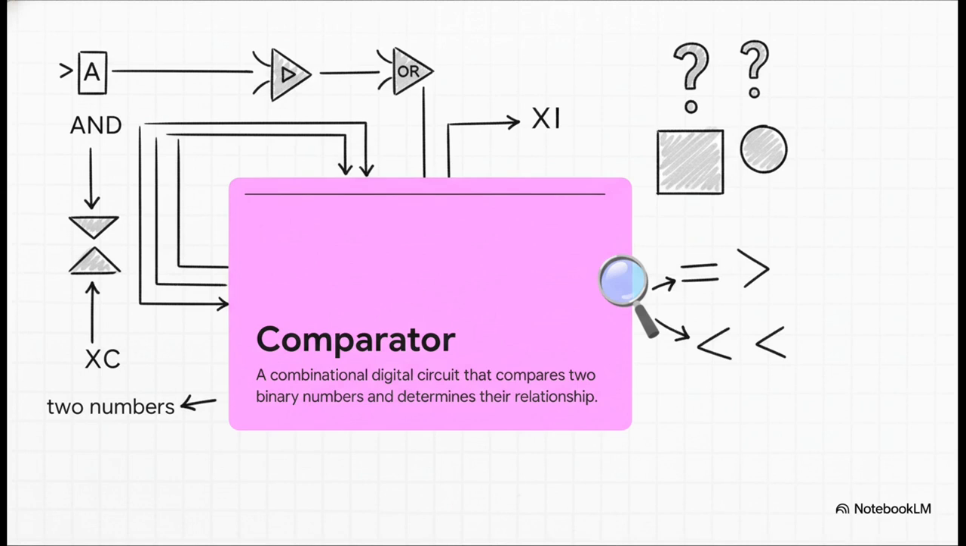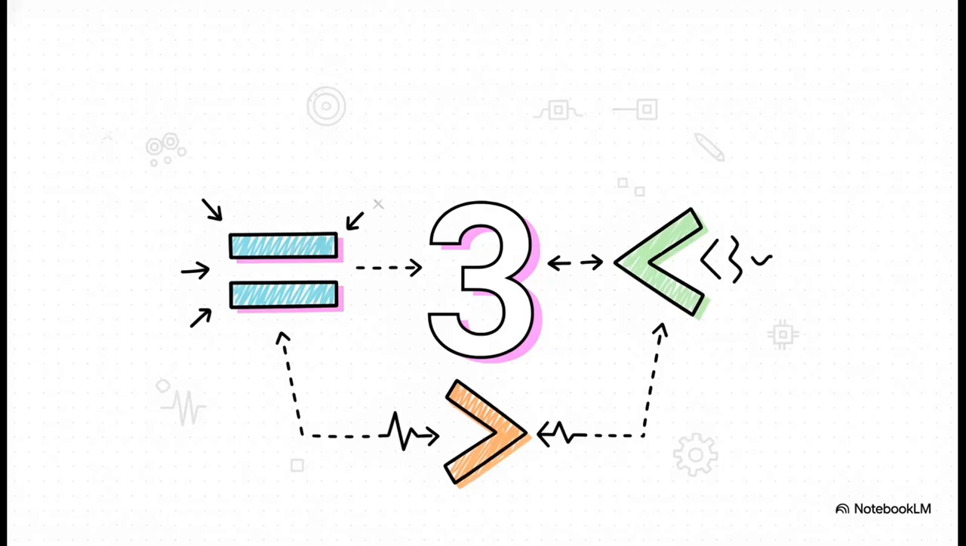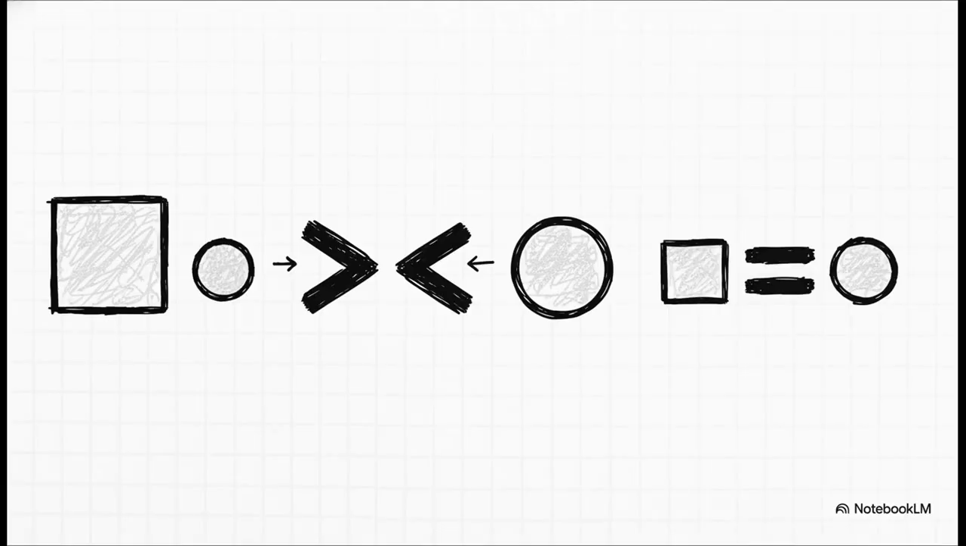Its entire job, its whole purpose in life, is to take two numbers and figure out how they relate to each other. And it takes all that potential complexity and boils it down to one of three incredibly simple yet profoundly important answers. These three outputs are the absolute foundation of all decision-making in the entire digital world. And that's it. Is the first number bigger? Is it smaller? Or are they exactly the same?